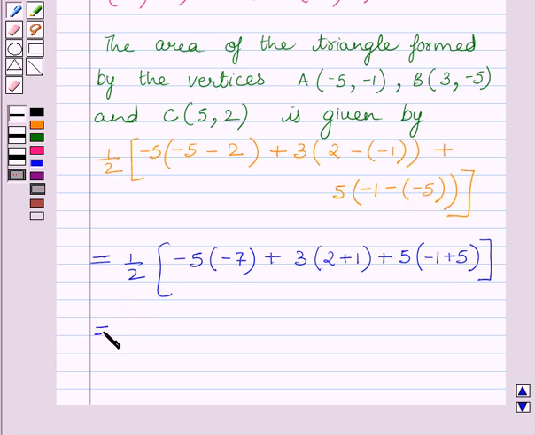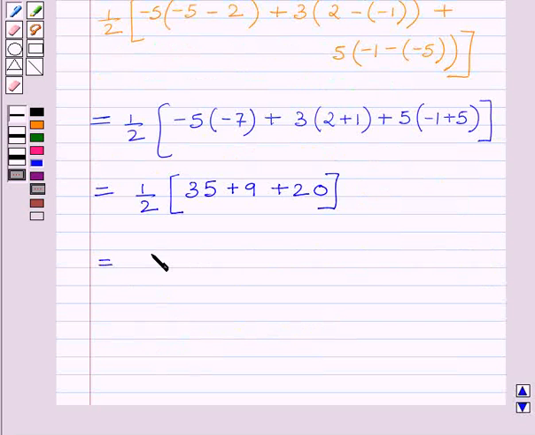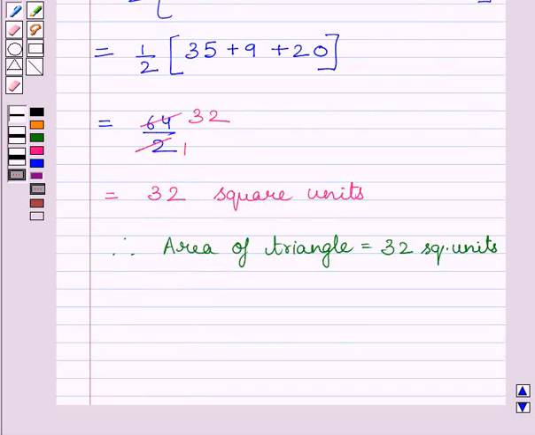Now simplifying further, we get 1 upon 2 multiplied by 35 plus 9 plus 20. Now this is further equal to 64 upon 2. Now we will cancel the common factor 2 from numerator and denominator both, and we get the area of the triangle is equal to 32 square units. So our final answer is that the area of the triangle is equal to 32 square units.